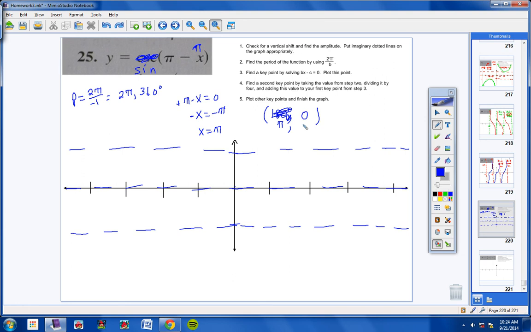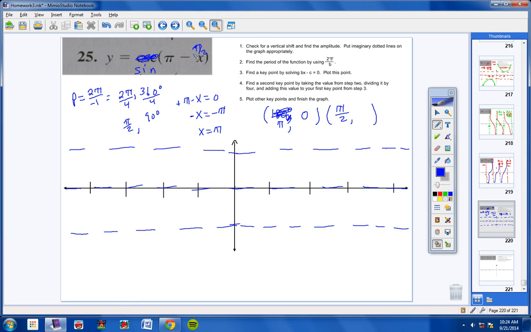Now, moving on to step 4, we're going to find a second key point by taking step 2, the period, dividing it by 4, and then adding this value to this key point here. So we have 360 divided by 4, which is 90 degrees, which is pi over 2. Or you can take 2 pi divided by 4, and you get pi over 2. Now, of course, because they want us to use radians in this problem, we are going to have to put pi over 2 for x right here. So with my calculator, I'm typing in sine, and then pi minus pi divided by 2. Hit enter.